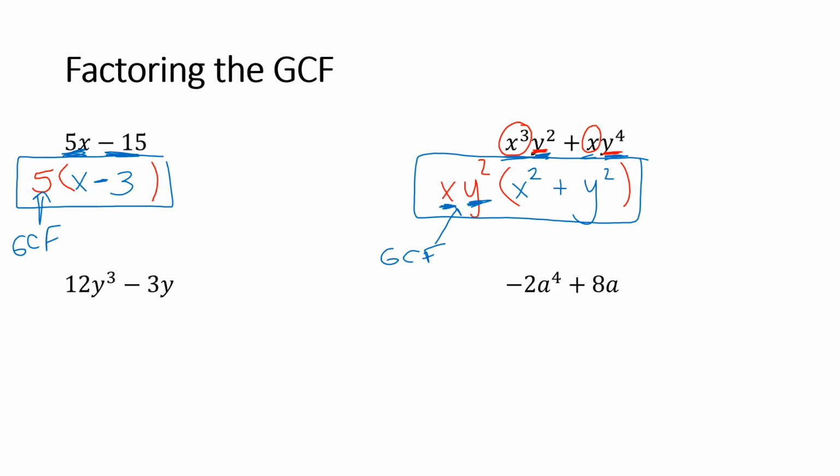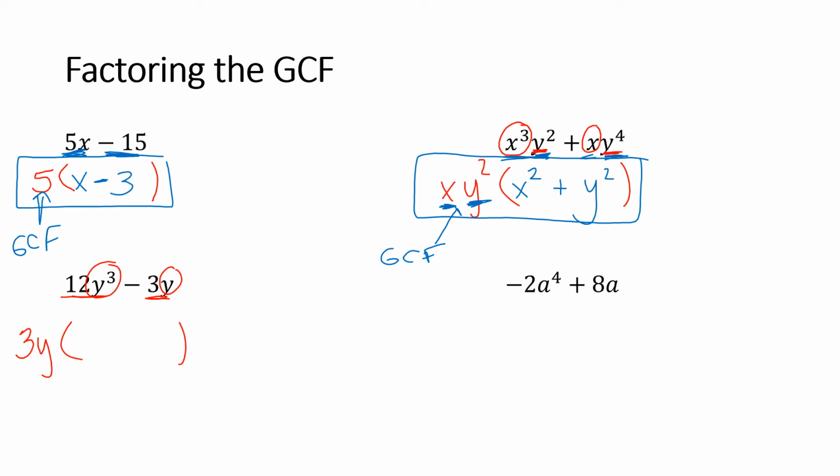Let's look at the example on the bottom left. We've got 12y cubed minus 3y. So look at the whole thing here. Let's start with numbers first. 12 and 3, what are they both divisible by? Well, 12 is divisible by 3, so they're both divisible by 3. And how many y's do they have in common? This first one has y to the third power. The second one only has 1 y. So they both have at least 1 y. So we can put 1 y out.